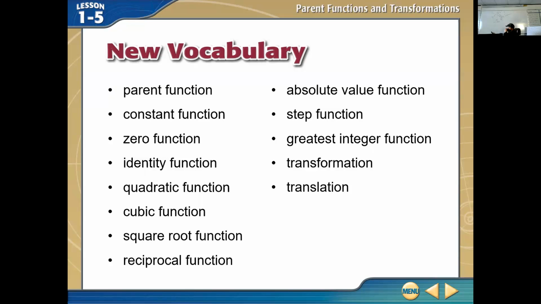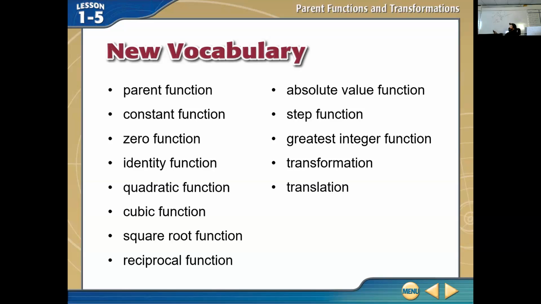The absolute value function is always expressed in terms of absolute value. Step function and greatest integer function, those go hand in hand. Okay, that's where we're rounding to the nearest integer. Okay, and you'll see that. But the greatest integer function is a step function. It's not a continuous function. It steps up, kind of looks like a staircase.